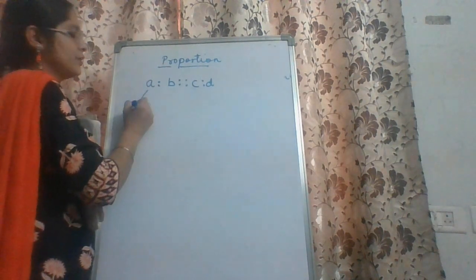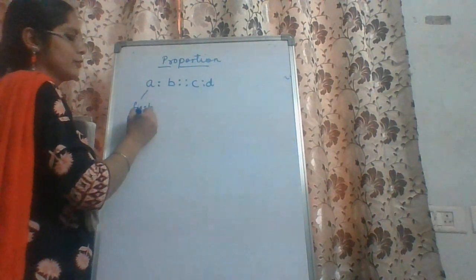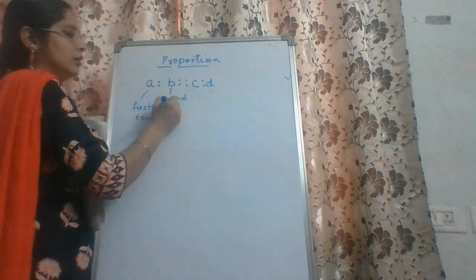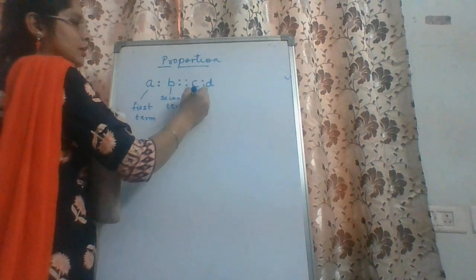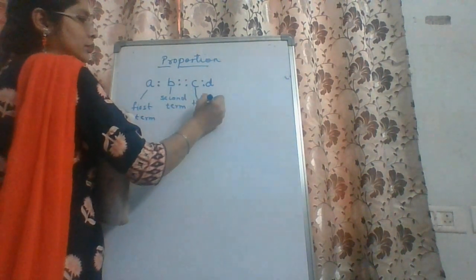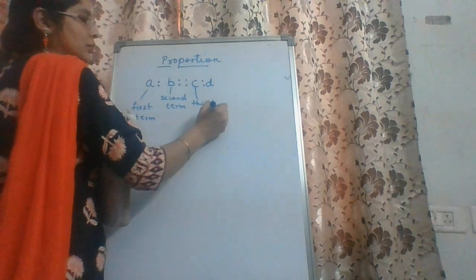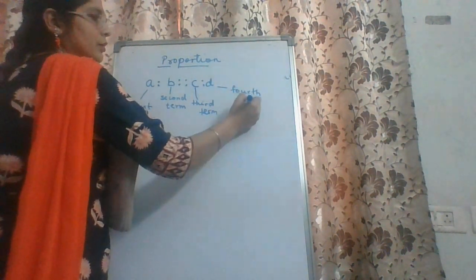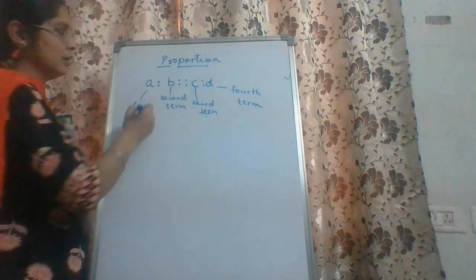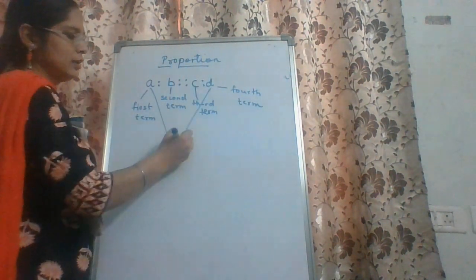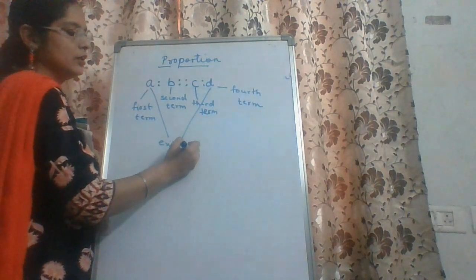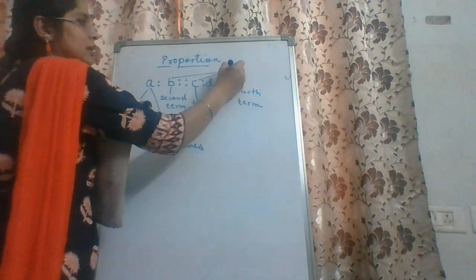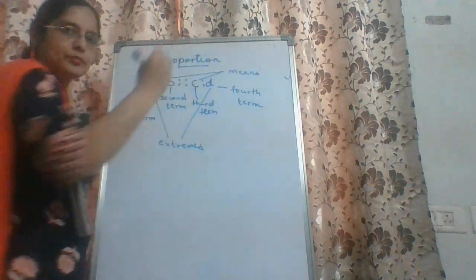Here A is the first term, second term, third term, and fourth term. Here A and D are called the extremes. B and C are called the means.